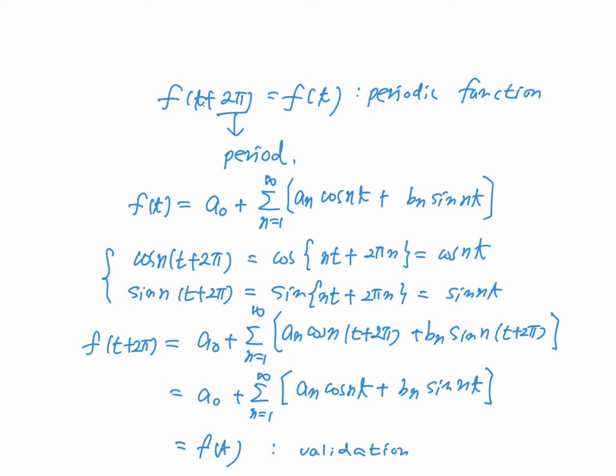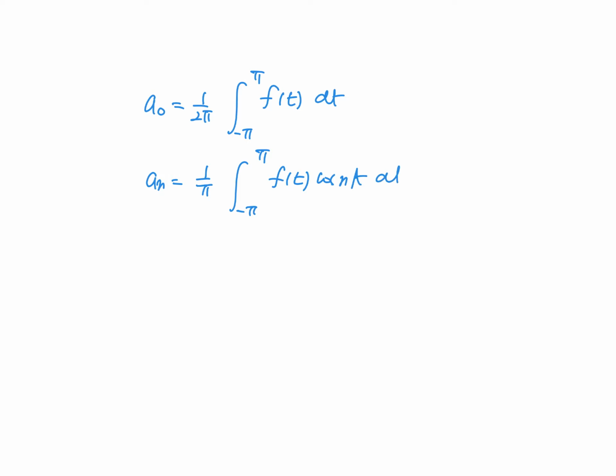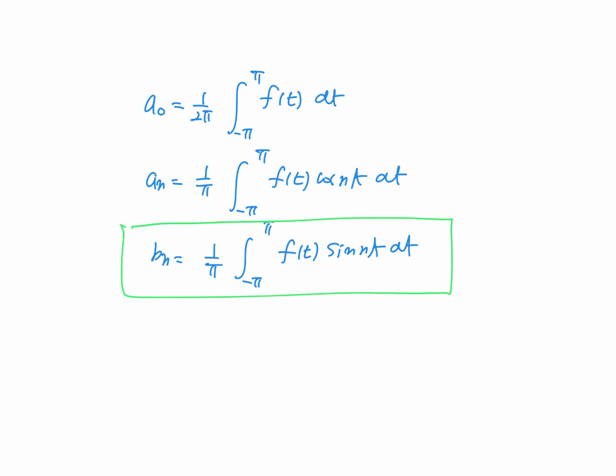So last week we derived that a0 is simply 1 over 2 pi, integral from minus pi to pi of f(t) dt. a_n is 1 over pi, integral from minus pi to pi of f(t) cosine nt dt. And b_n is 1 over pi, integral from minus pi to pi of f(t) sine nt dt. And actually, I have asked you to do this as homework, right?